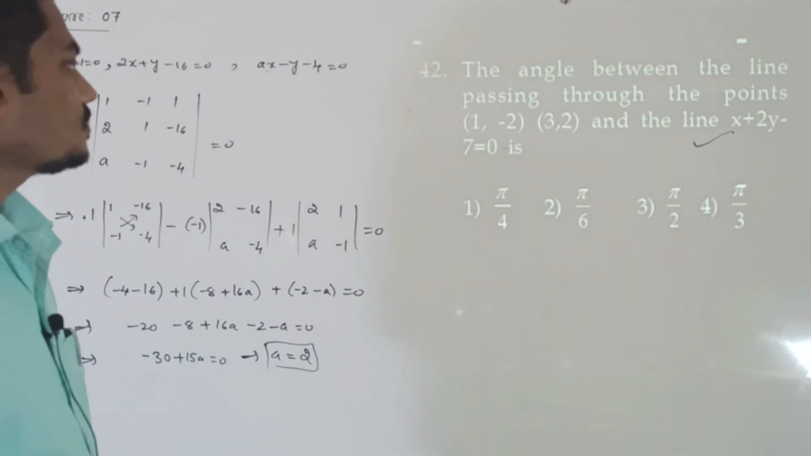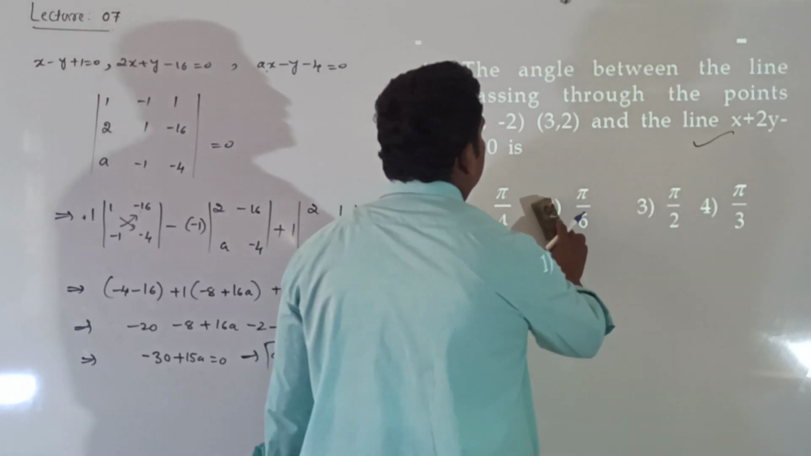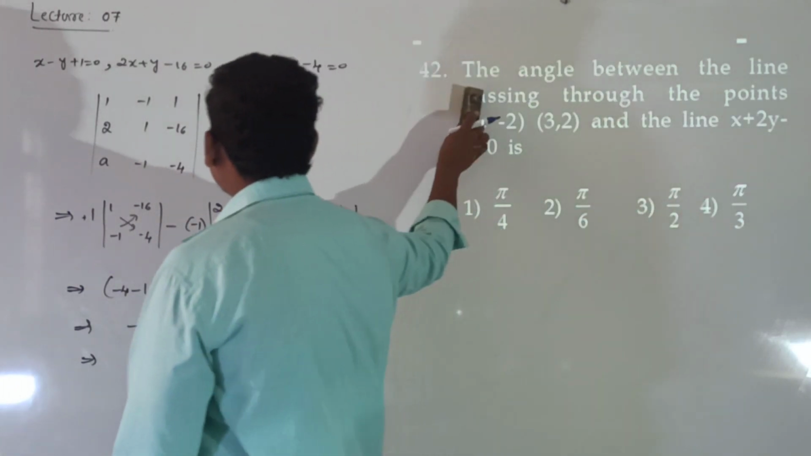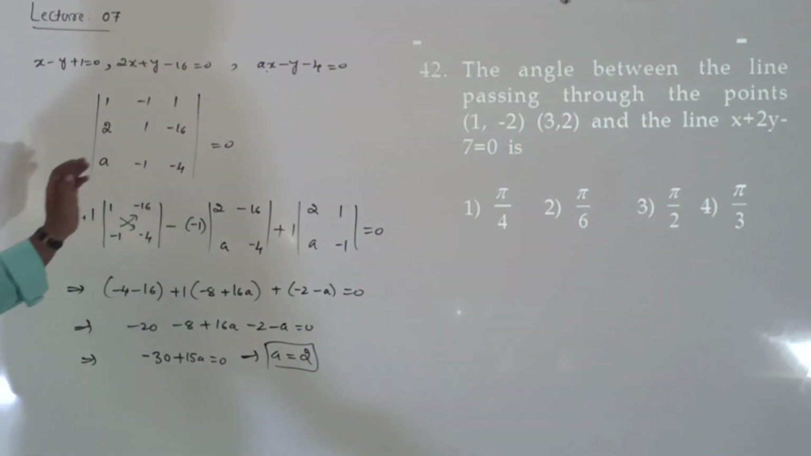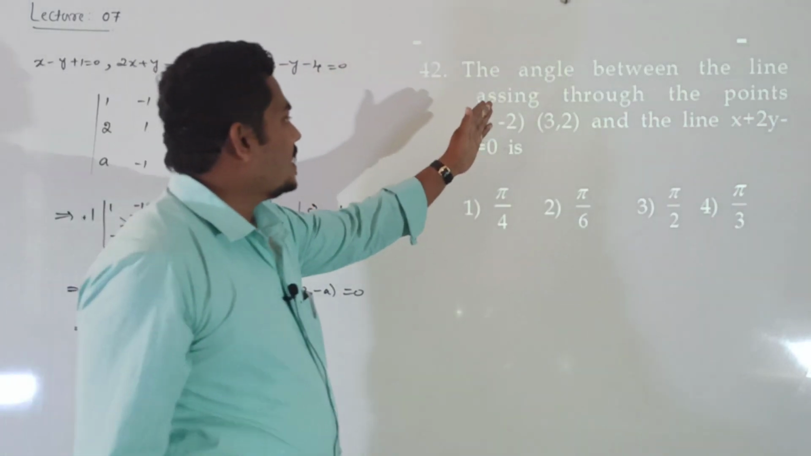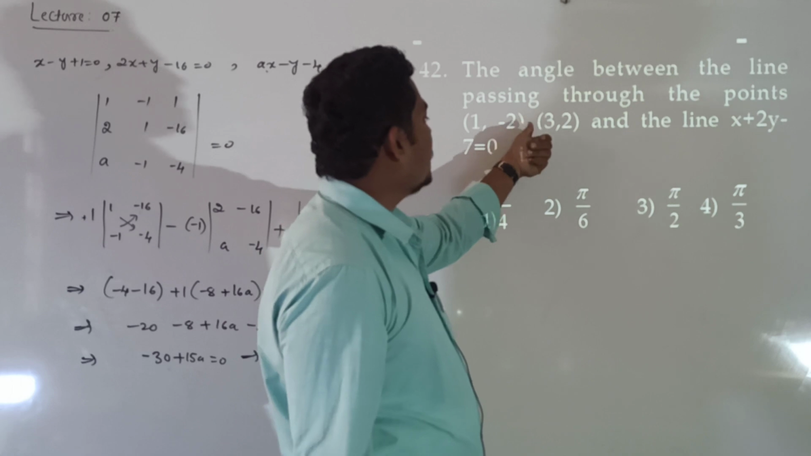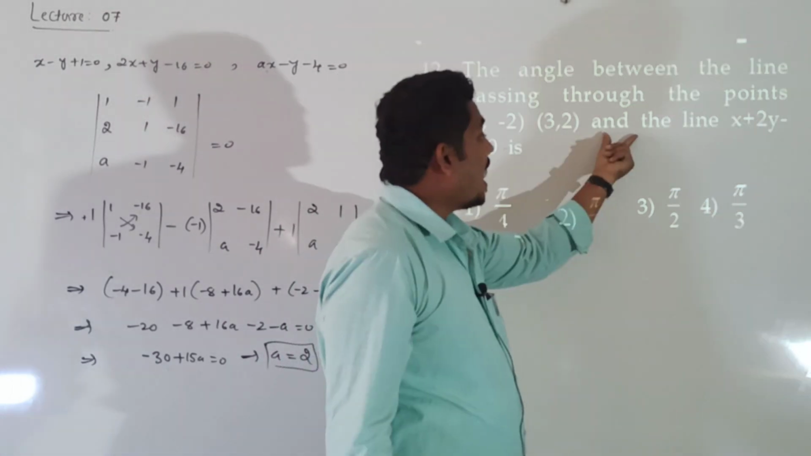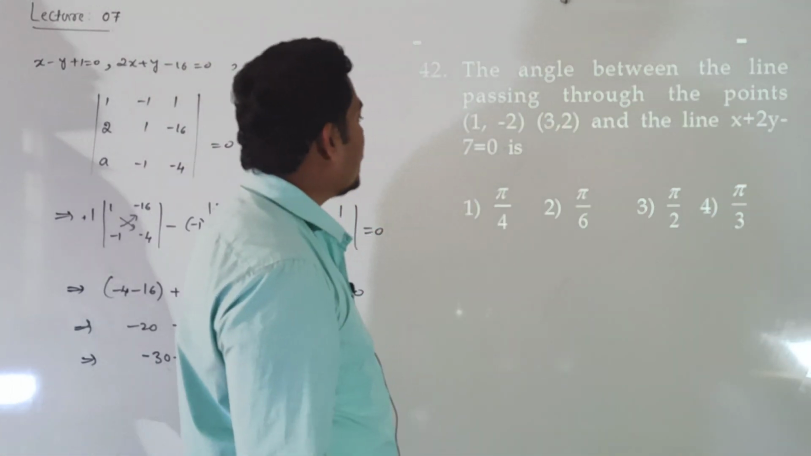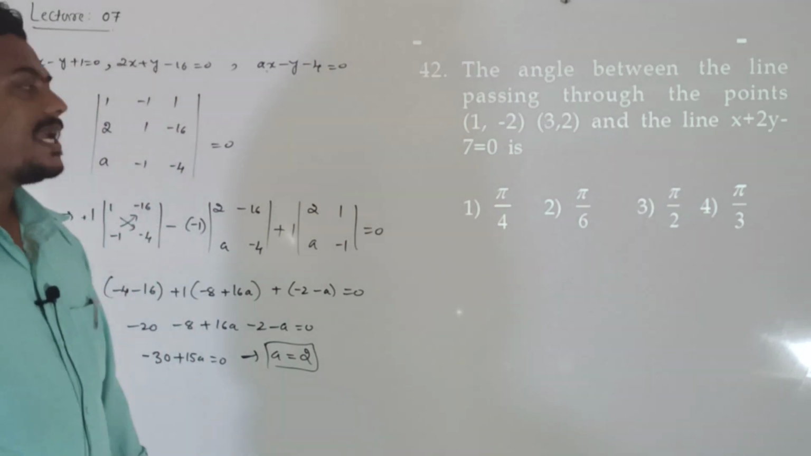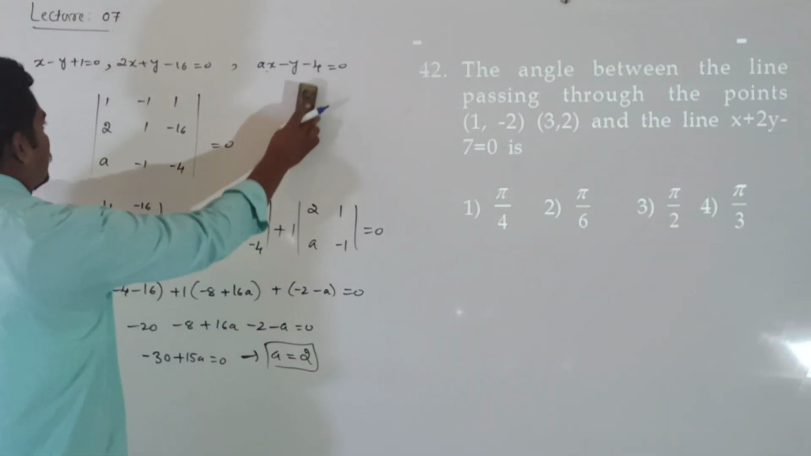Next question, 42. The angle between the line passing through the points (1, minus 2) and (3, 2) and the line x plus 2y minus 7 equal to 0. Angle between these two lines.